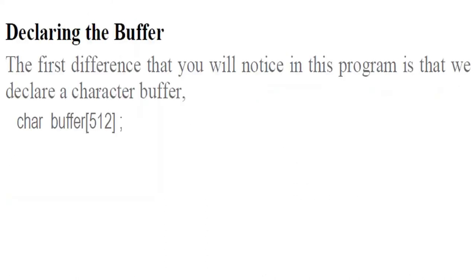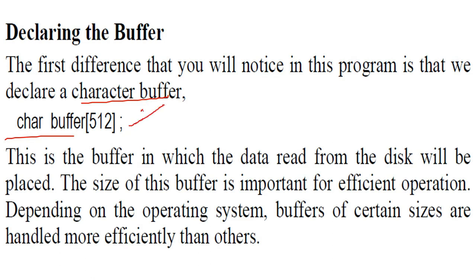How to declare the buffer? The first difference here is that we have a character buffer of size 512. This is the buffer in which the data read from the disk will be placed. The size of the buffer is important because we want an efficient operation. Depending upon the OS you are on, buffers of certain sizes are handled more efficiently than others.